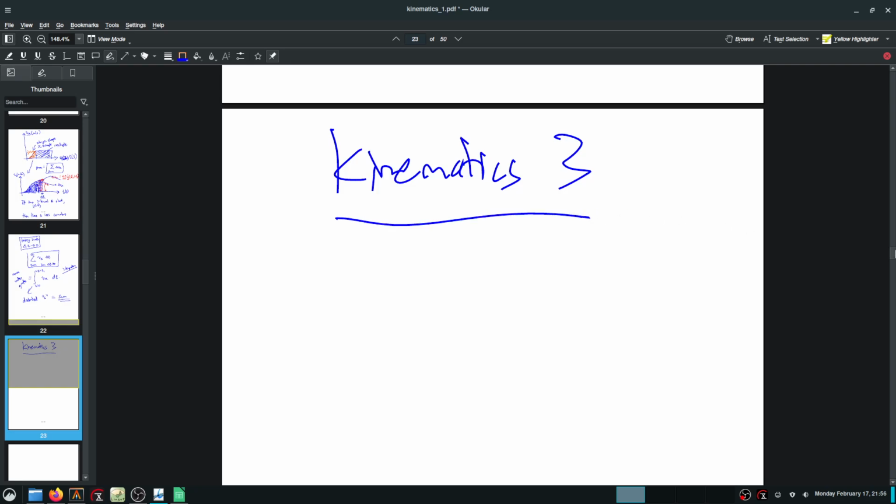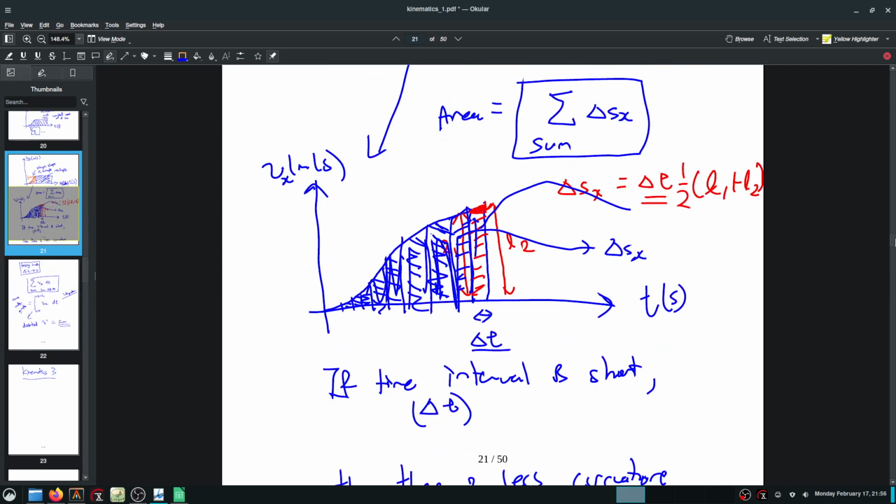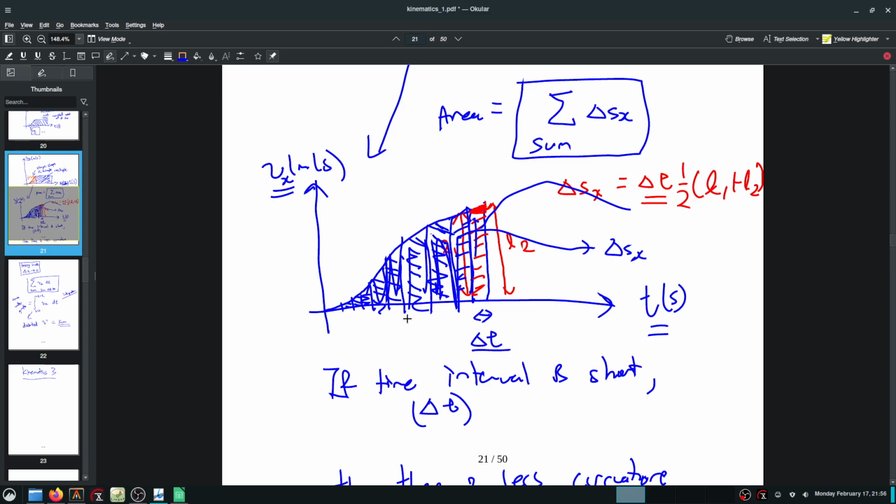In the last video we talked about how, if you have a varying speed, you calculate distance. The principle is on a speed versus time or velocity versus time graph, you will just take the area under the graph. We also talked about, if the area under the graph is kind of weird or strange, what we can do is chop up the graph into many small parts, like this.